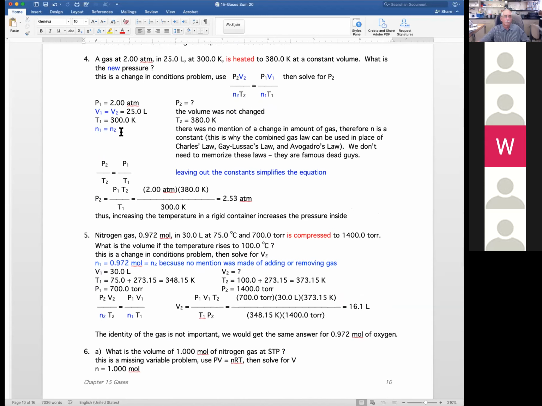So look at this one. A gas at 2 atmospheres, 25 liters, 300 Kelvin is heated. What does that mean? There's going to be a T1 and a T2. I've got to use this equation.